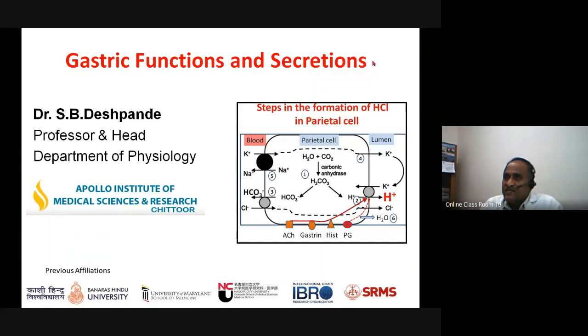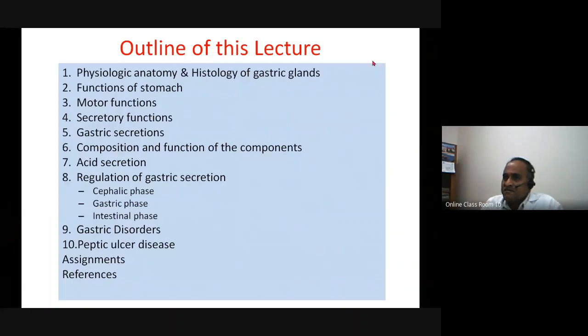Today I will be discussing the functions and secretions of the stomach. This topic is discussed with the following outline. First, I will give the physiologic anatomy and histology of gastric glands. Then I will list the functions of the stomach.